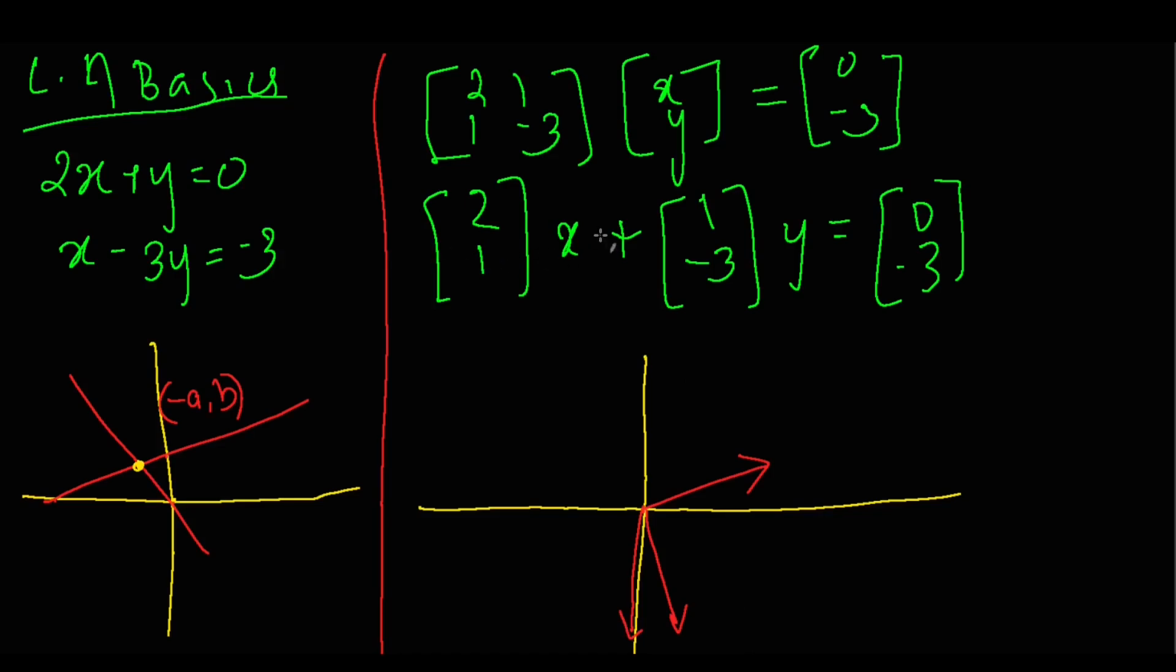And here the problem has changed. Here we have two vectors, (2, 1) and (1, -3), the column vectors, and we are asking for the values of x and y, which are the coefficients for linearly combining these two vectors that would fetch us the output vector (0, -3). So let's say this vector is u, this vector is v, this vector is w. How do we solve this equation?